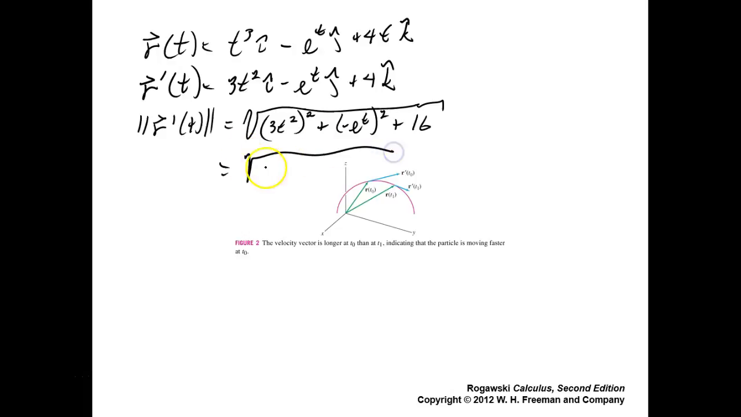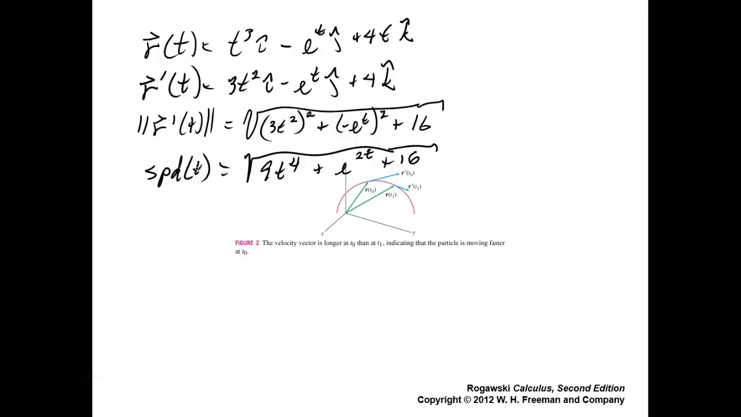Square root of 9t to the fourth. You're squaring that, and they're always plus, so that would be e to the 2t, plus 16. So that's your speed. I hate doing this because s is arc length, and speed can't be that. So that is the speed at time t.